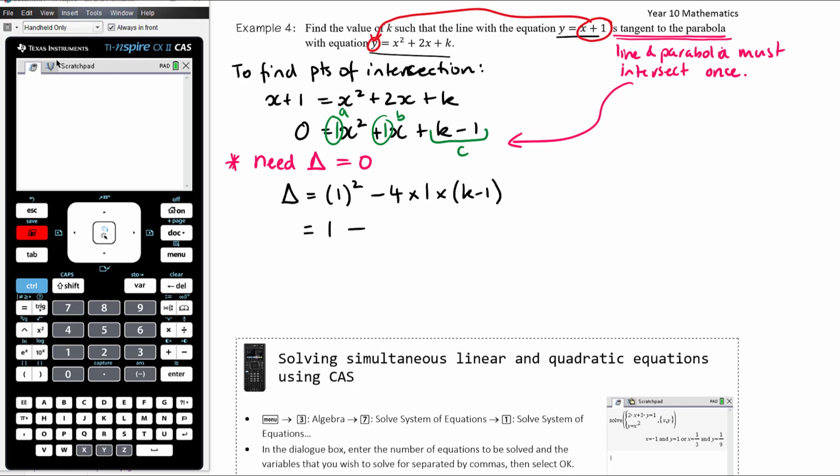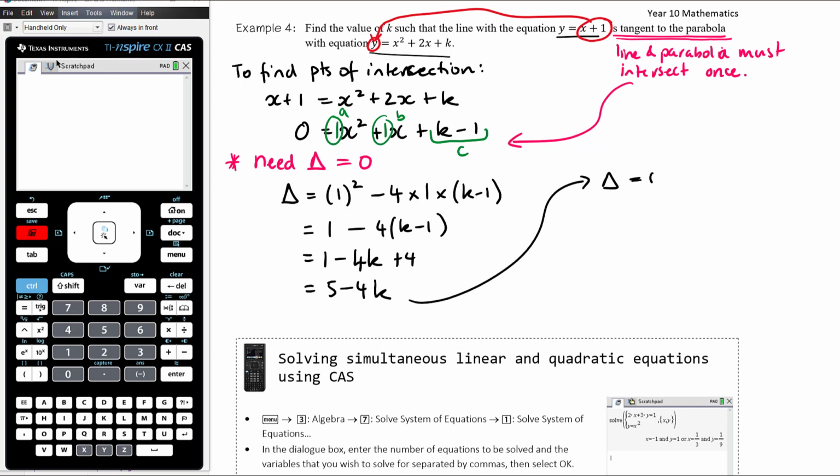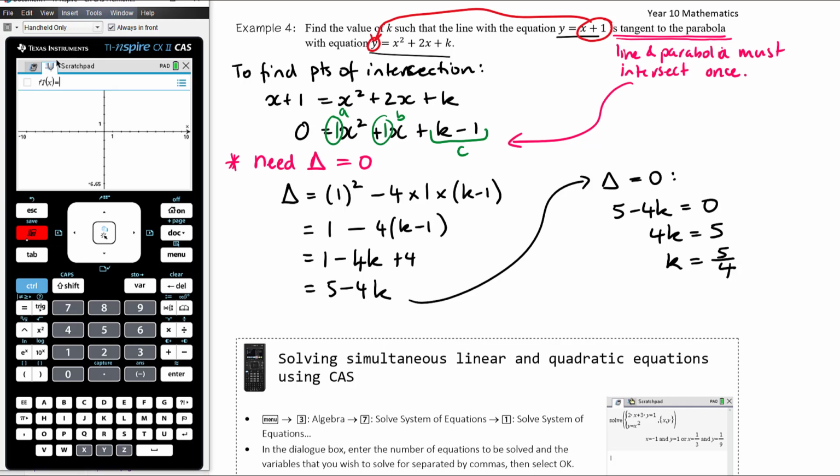And so that is 1 minus 4 lots of k minus 1, which is 1 minus 4k plus 4, and so it's 5 minus 4k, okay? And so we need the discriminant to equal 0, which means that 5 minus 4k has to equal 0, so 4k has to equal 5, and therefore k has to equal 5 on 4. So if k was to be equal to 5 on 4, then that parabola and that line would just intersect at the one point. Let's have a quick look at those graphs just to confirm that.